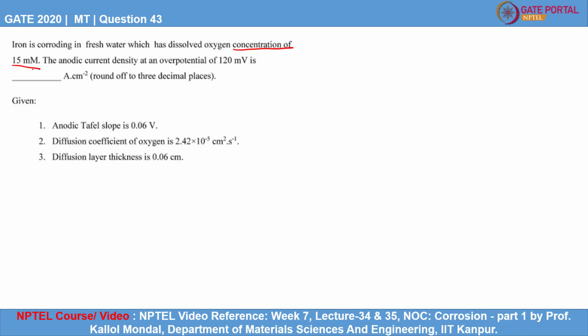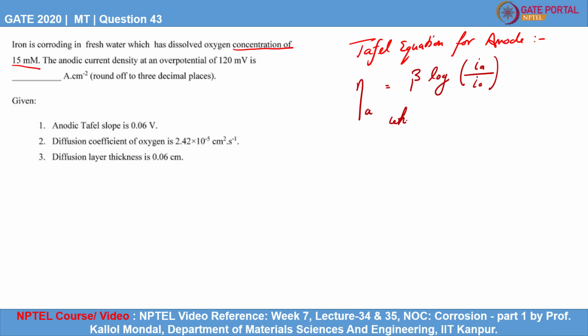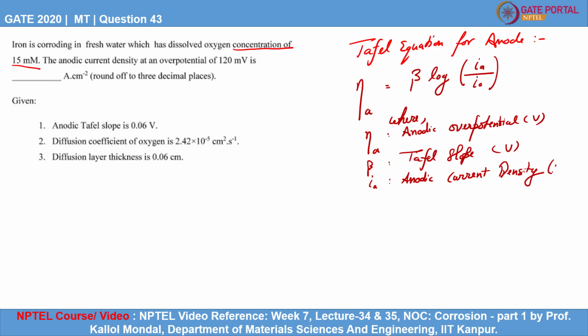Okay, I'm going to use the concept of concentration overpotential in this problem, and as the Tafel slope is given to be 0.06, the Tafel equation for anode is: overpotential equals beta log of IA upon I naught, where eta is the anodic overpotential in volts, beta is the Tafel slope again in volts, IA is the anodic current density in ampere per centimeter square, and I naught is the exchange current density in ampere per centimeter square. Fine.